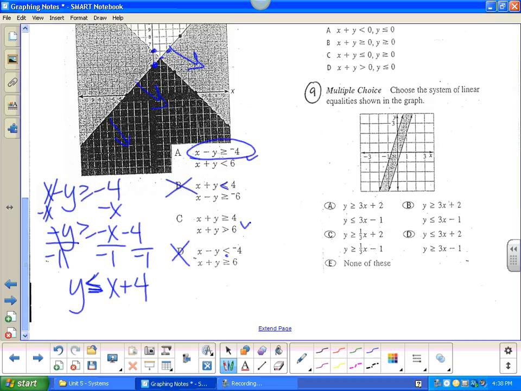So let's test the next one. x plus y is less than 6. Okay, so y-intercept of 6. Yep. Slope is -1, down 1, right 1. Yep. Dotted line, yes. And shaded below the line, yes. I like A.